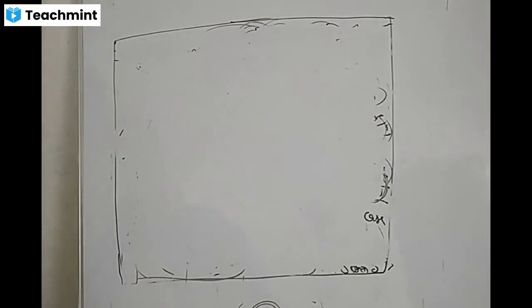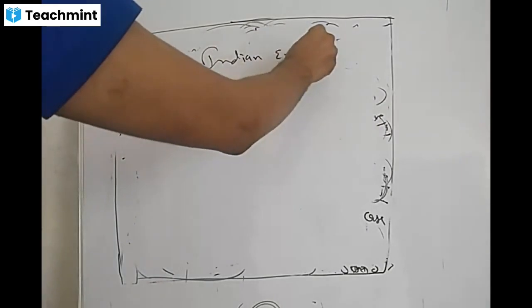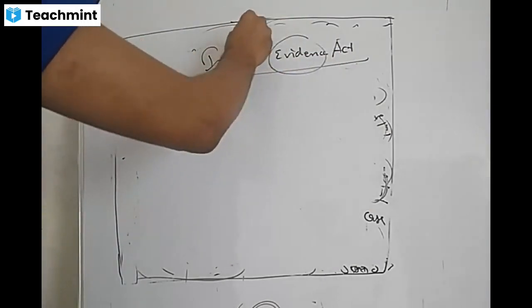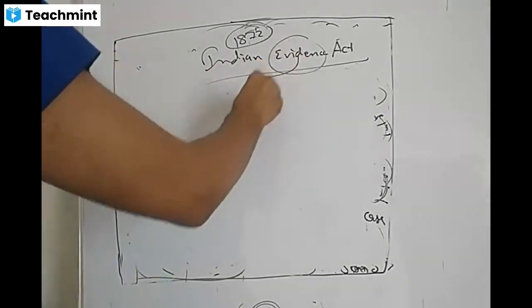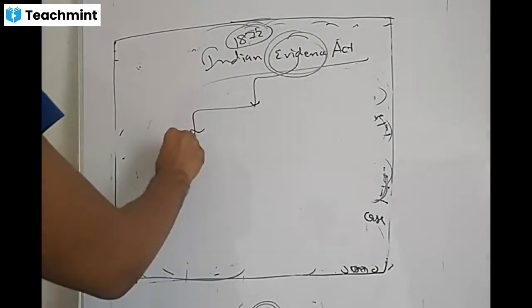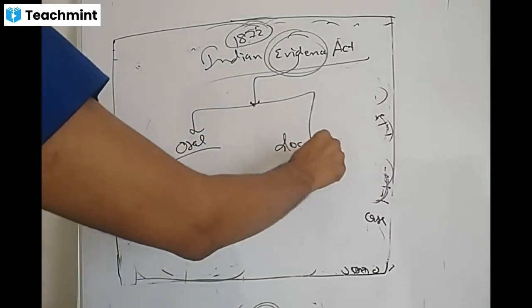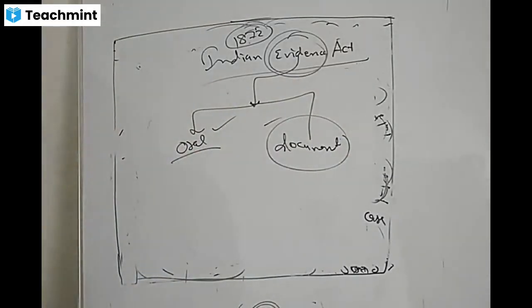Next is the Indian Evidence Act, 1872. This act will tell you about evidence. Evidence may be of two types. One may be oral and one may be document. Oral and document. So what is the meaning of oral?